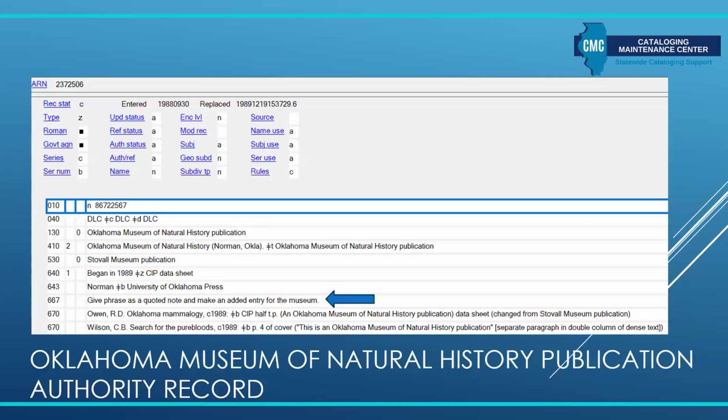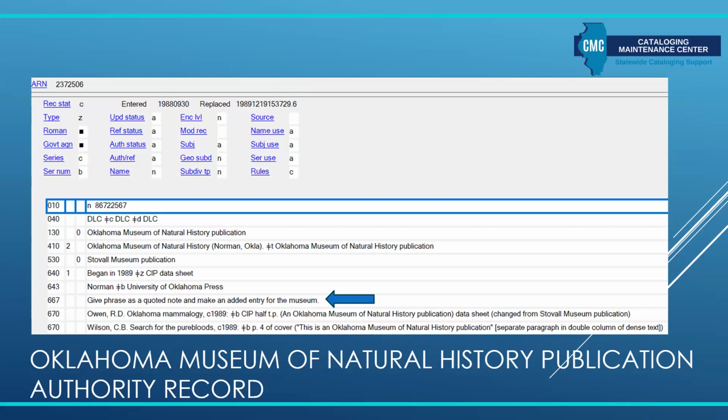So some materials have series-like phrases which should not be documented in a 490 8XX combination, but in a 500 field instead. So looking at the authority record for Oklahoma Museum of Natural History Publication, we see in the 667 field non-public general note that this series-like phrase should be given as a quoted note in the bibliographic record, and then an added entry should be created for the museum.